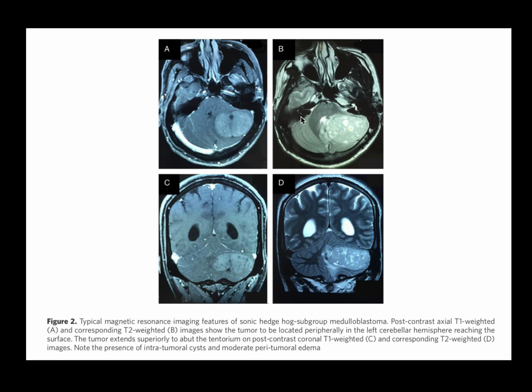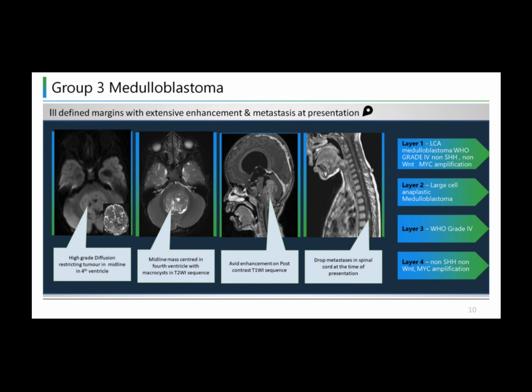In a similar case, again this is the classic location. You can see it's located in the cerebellar hemisphere and far away from the CP angle. You can see the heterogeneous enhancement and intratumoral cysts. All these are features of SHH type medulloblastoma.